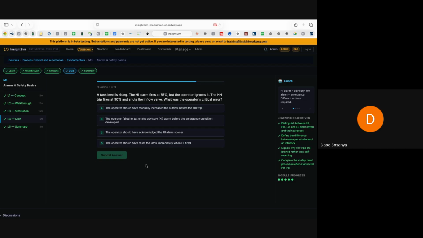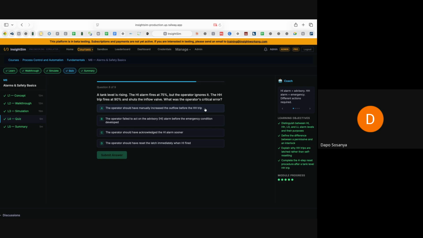Okay, let's look at the question again. A tank level is rising. The I alarm fires at 75%, but the operator ignores it. Remember, the I alarm is like a warning. Now, the II alarm fires at 90% and shuts down the inflow valve. What was the operator's critical error? So in this instance, A says the operator should have manually increased the outflow before the II trip.